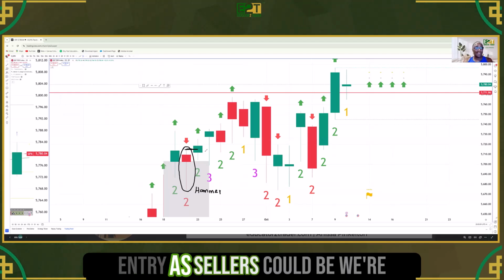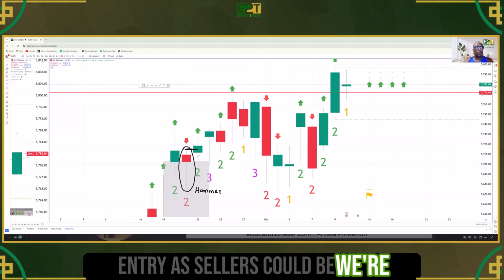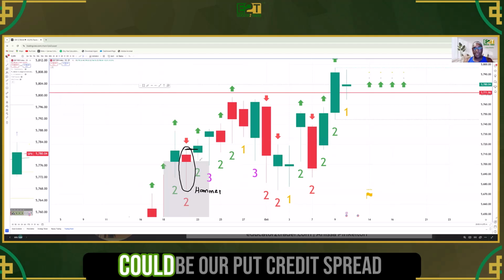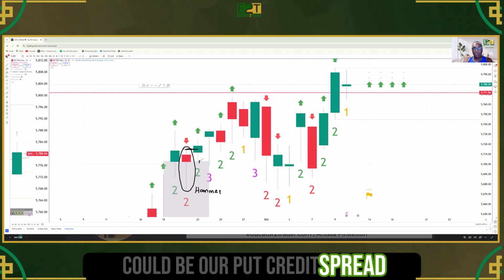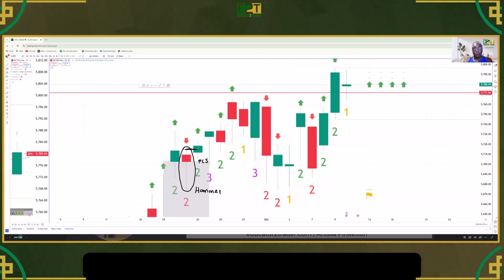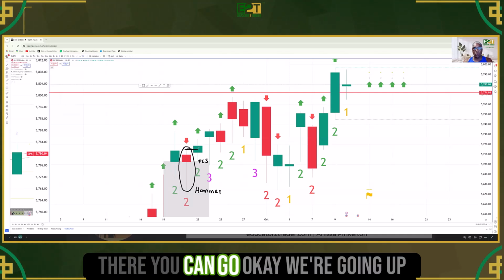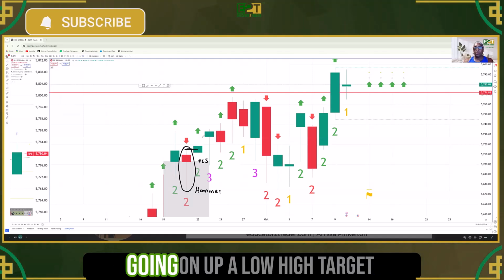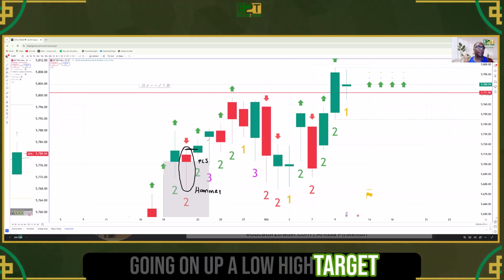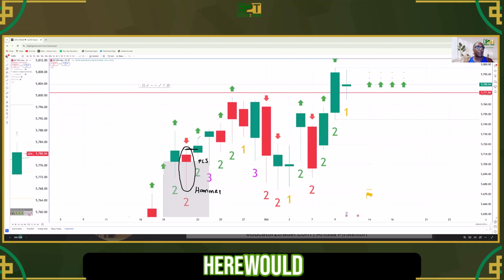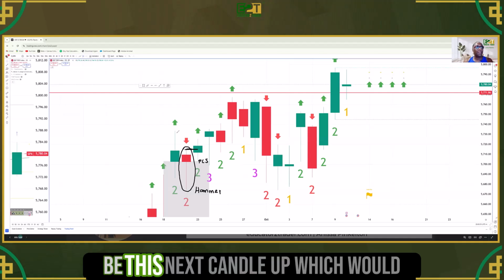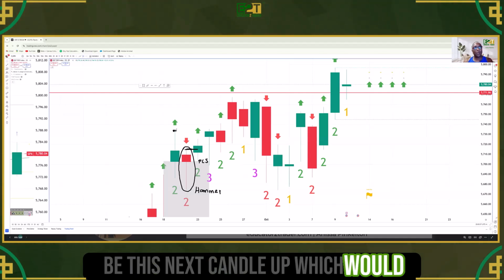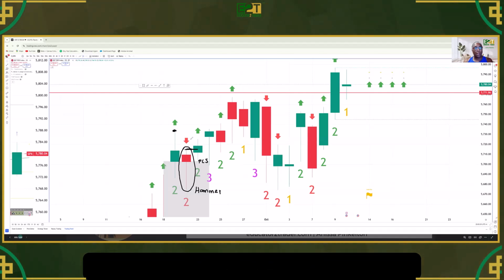Now, our entry as sellers could be, we're going to do a couple days, and this could be our put credit spread entry. Right? The next day when it crosses over there, you can go, okay, we're going up some more. Put credit spread entry, going on up a little higher. Target here would be this next candle up, which would be this one, right? That would be your target.